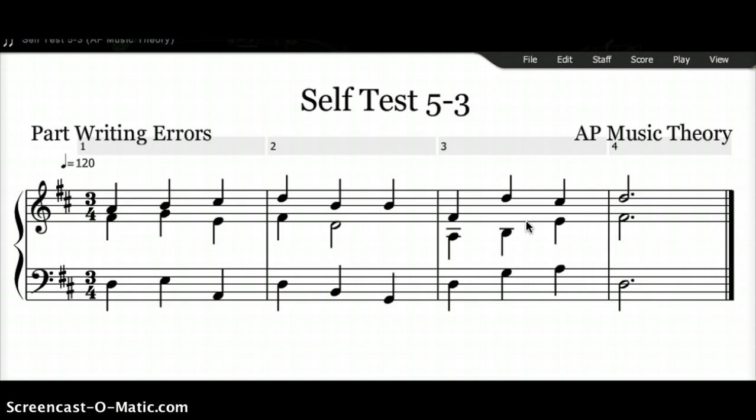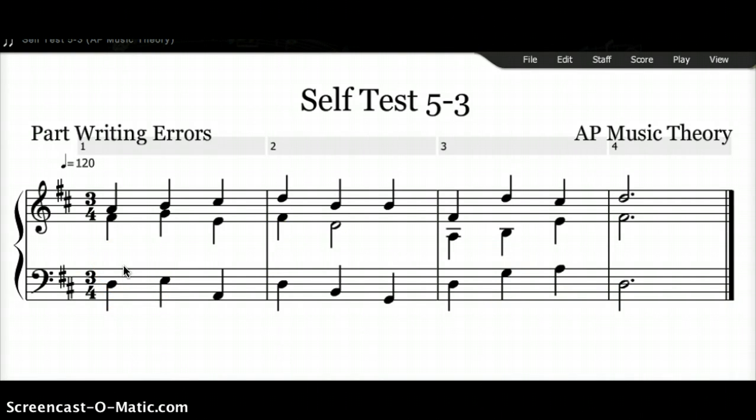So that's what you're going to want to do when you write your own examples and check over to make sure you haven't written any errors. It's very long. You really do have to go chord by chord by chord and make sure there are no parallel fifths or octaves, direct fifths or octaves, or contrasting fifths or octaves. You also have to worry about the spacing, which gets much more complicated once we add the tenor voice in.